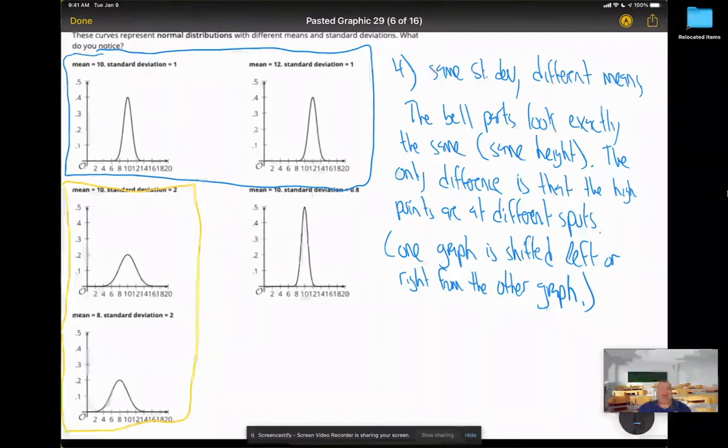Okay. That is it for today's lesson. Again, the purpose of this lesson was to just introduce you to the main ideas, the main characteristics of a normal distribution. We will go more in depth into how we use the normal distribution in the following lesson.